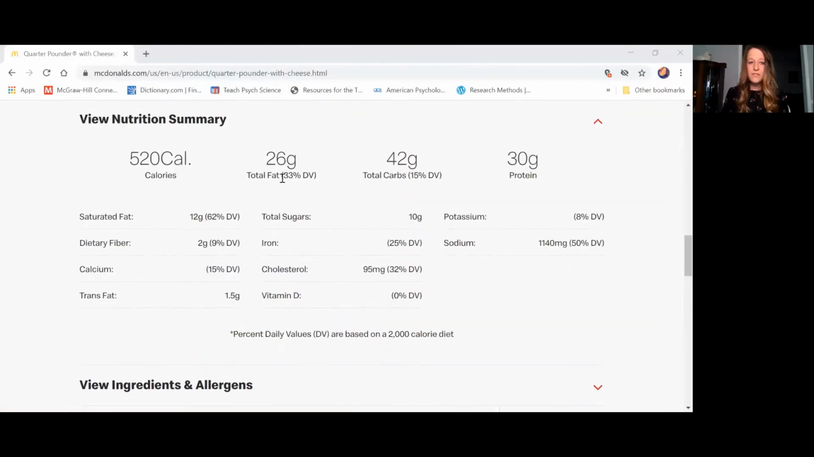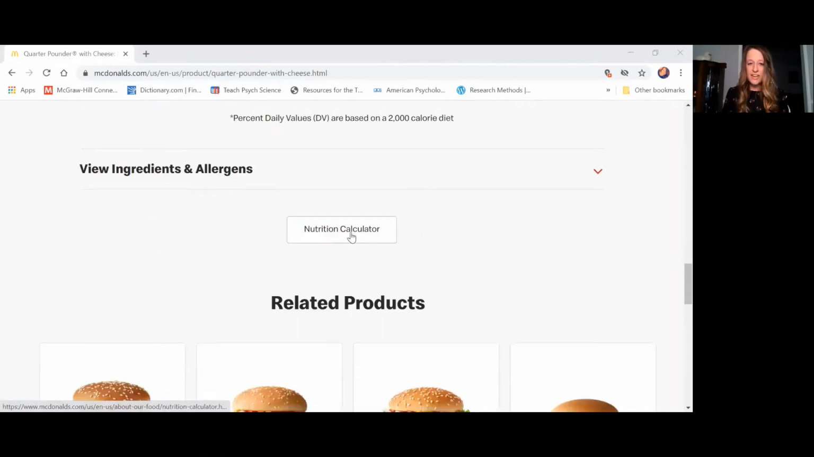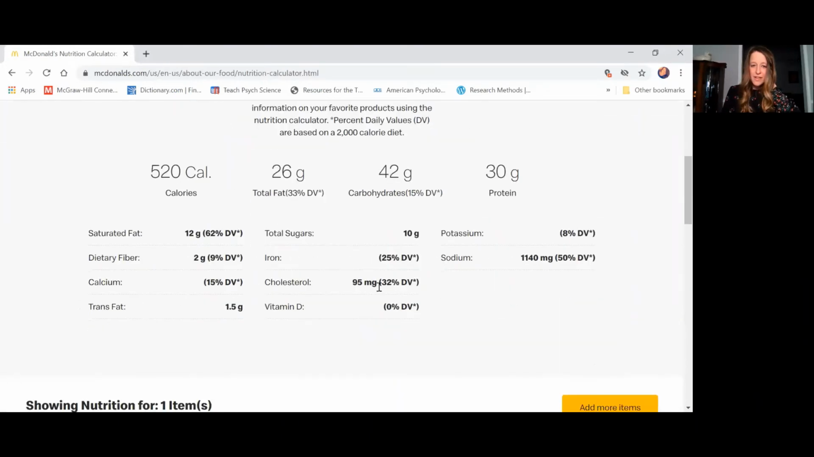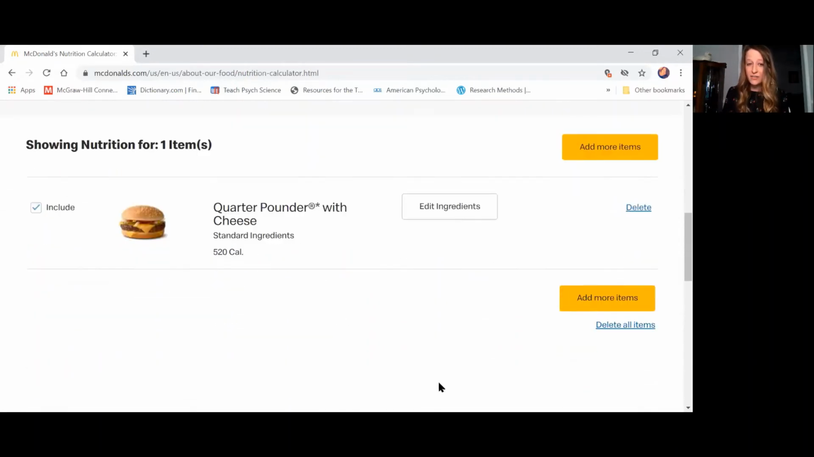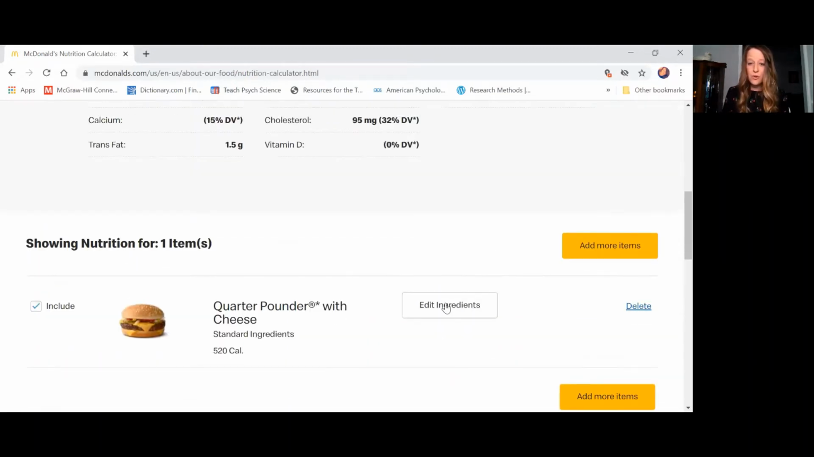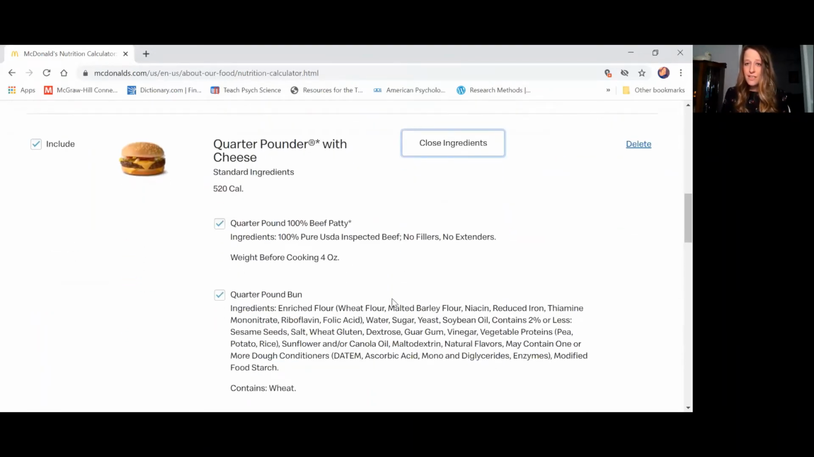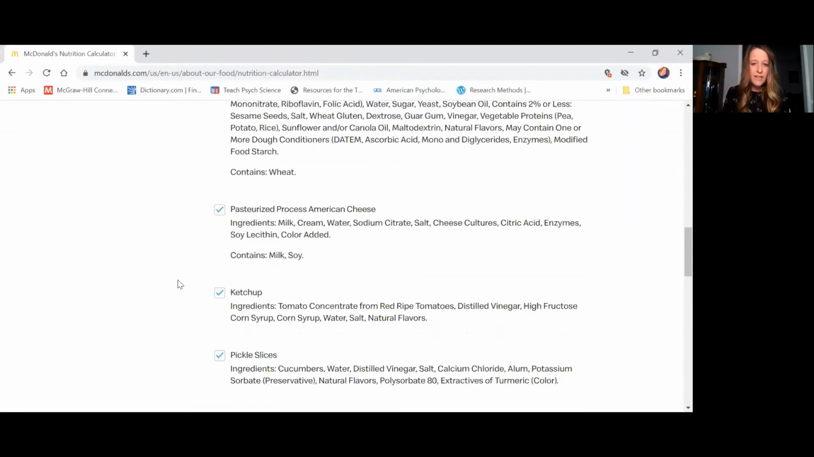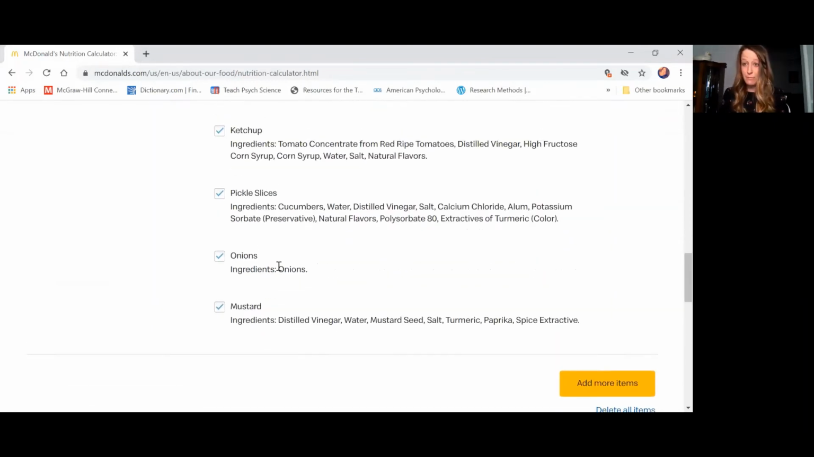If we look here below our nutrition summary, we have the nutrition calculator. I'm going to click on that. We have our same information, our summary, but down here we can edit the ingredients. That's what I'm going to choose to do. We can see all the ingredients of our Quarter Pounder with cheese. We have a beef patty, a bun, cheese, ketchup, pickle slices, onions, and mustard.